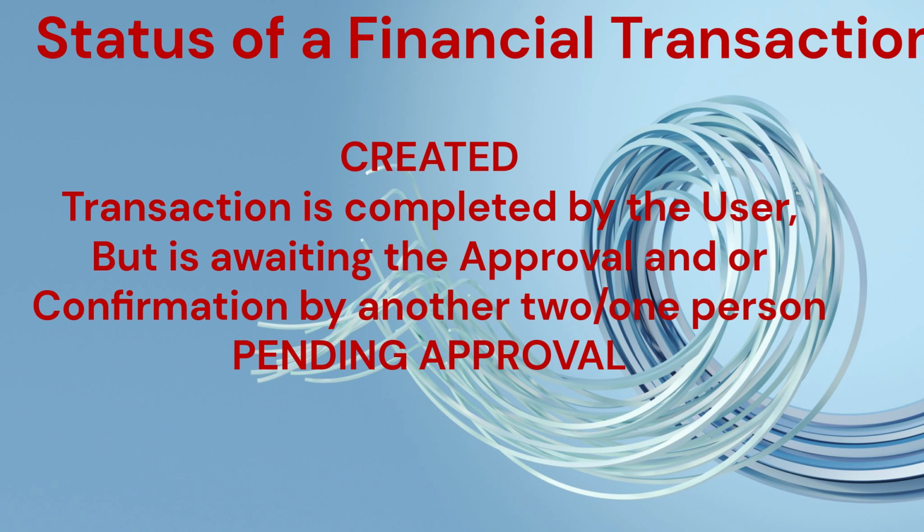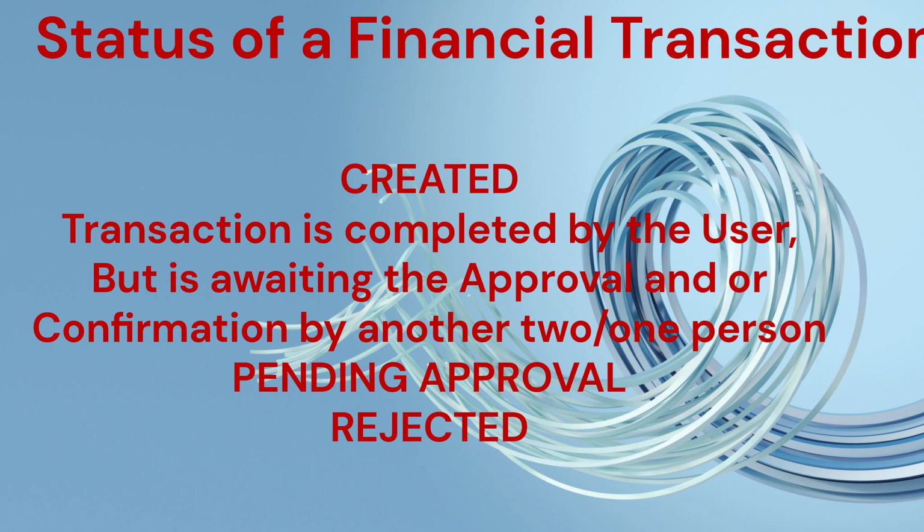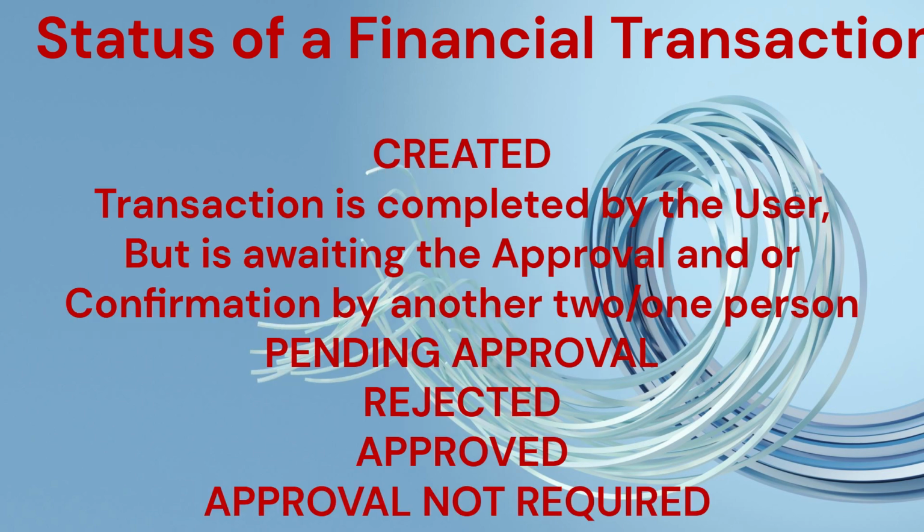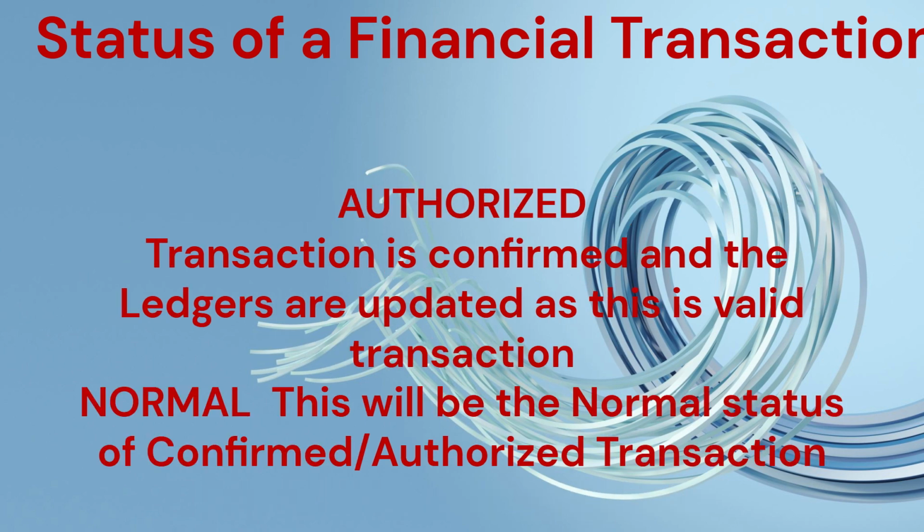A transaction type may be configured to require approval, in which case it will await approval by another person. If the person does not approve but rejects, it will be in rejected status. If it does not require approval, it will be in approval not required status, provided that it does require confirmation by another person. Authorized: the transaction is confirmed and the ledgers are updated as this is a valid transaction.